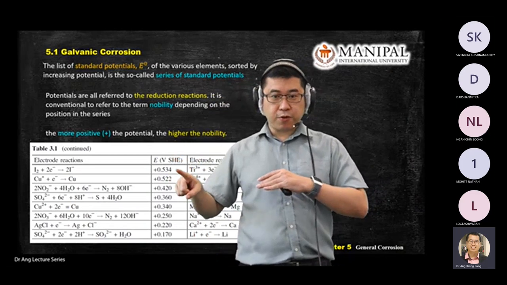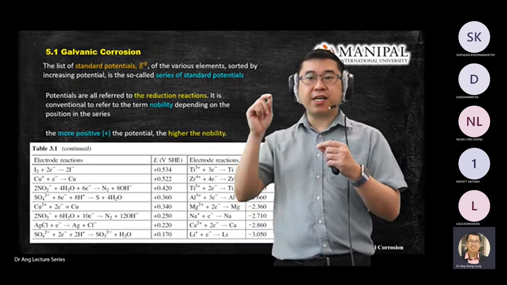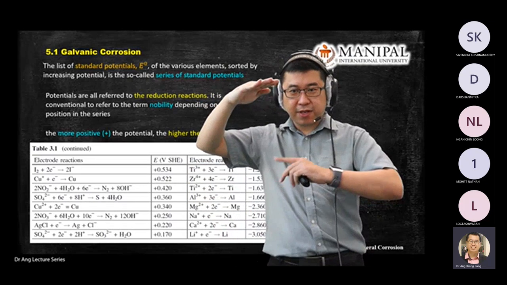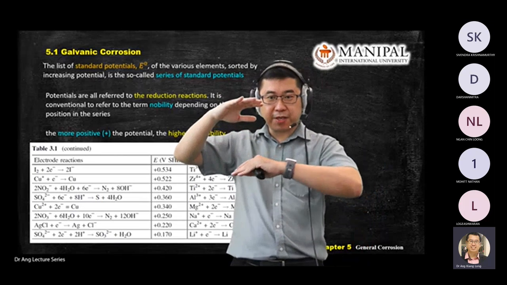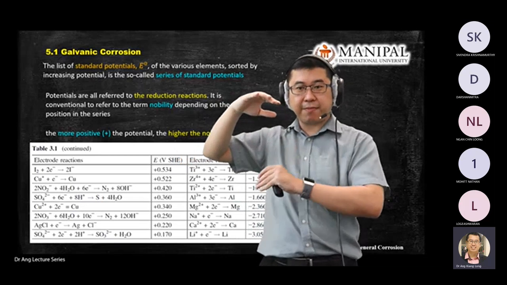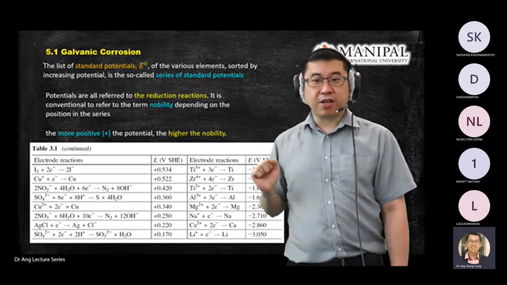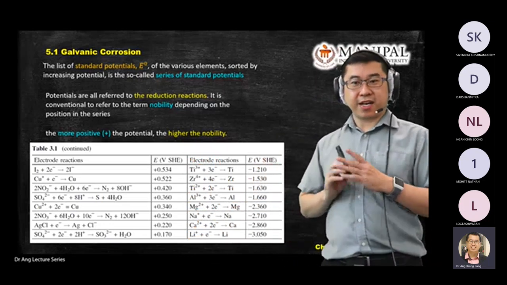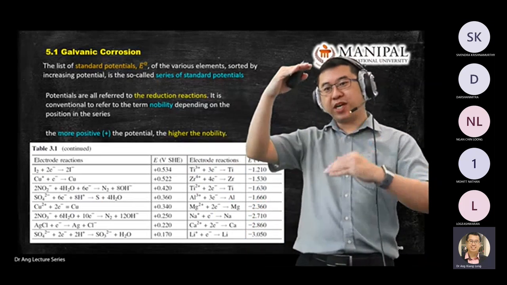So if you combine these two metals in the solution, in the galvanic cell, electrically connected, with higher and lower potential, the lower one always contributes, so the lower will become the sacrificial medium. Once the lower one contributes electrons, it sacrifices itself. I hope you understand the concept here, right? By looking at the numbers, you understand what galvanic corrosion is, or at least you know how to do the ranking in nobility.